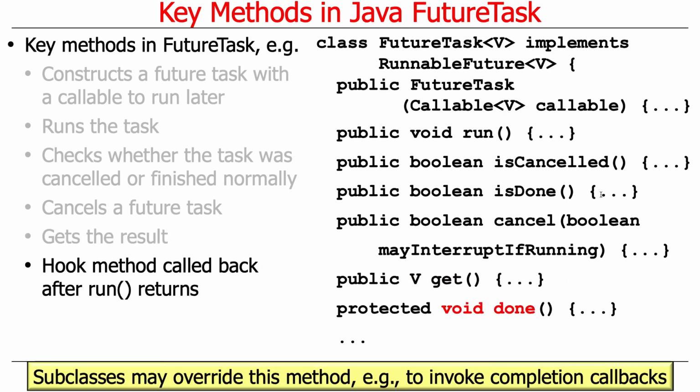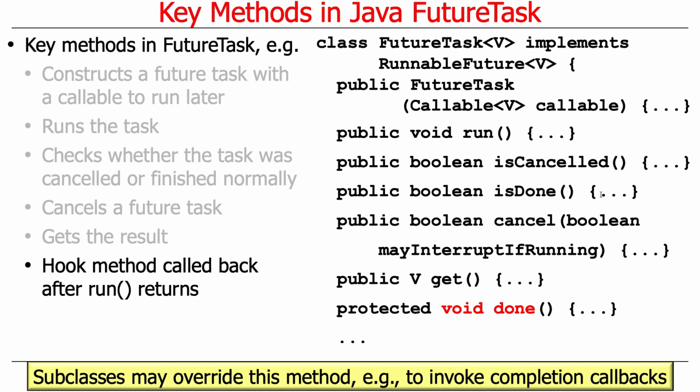And then finally, there's a method here called done. And this is really the only method other than the constructor that doesn't come out of RunnableFuture, which is Runnable plus Future. And done is a hook method that will be called back after the run method completes. Actually, I think it's after the run method calls call. As part of the run method, done gets called back. And subclasses can override this method to do various things.